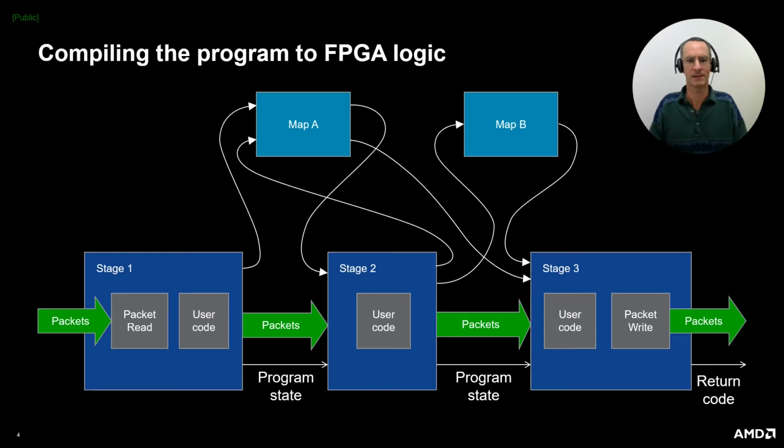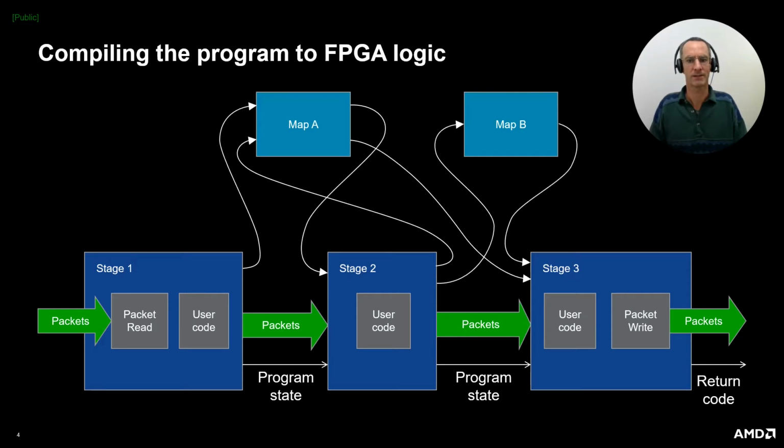As a packet enters at the left, the program reads some bytes from it. These bytes are then processed by some user code. The code can send a request to map A if it wants. The packet and associated program state are stored in a FIFO and transferred to stage 2. The packet and state are then associated with a response from map A, if there is one, and processed by some more user code in stage 2.